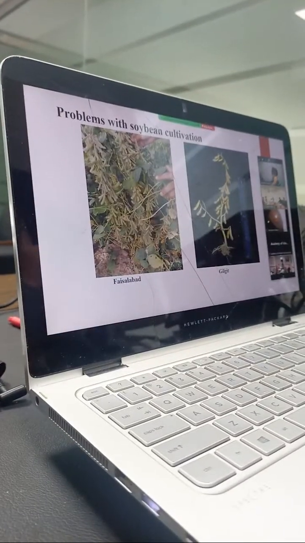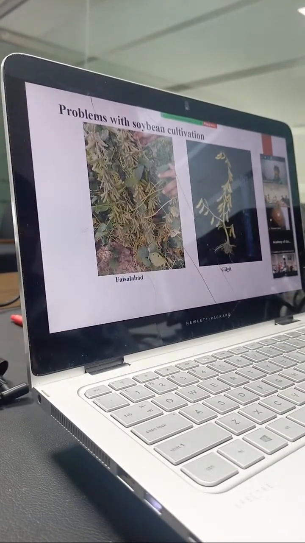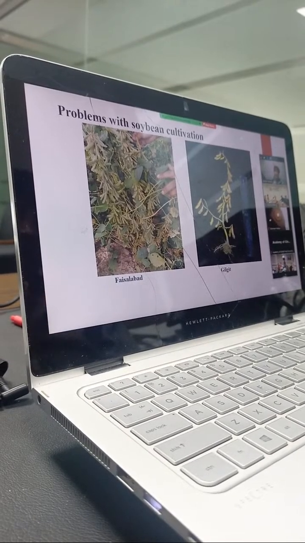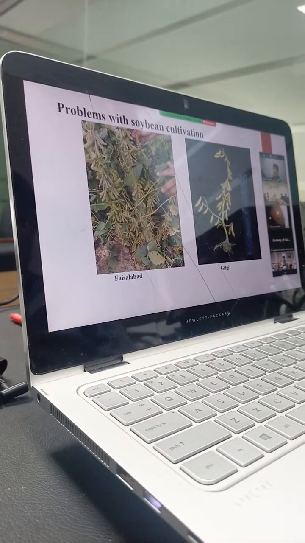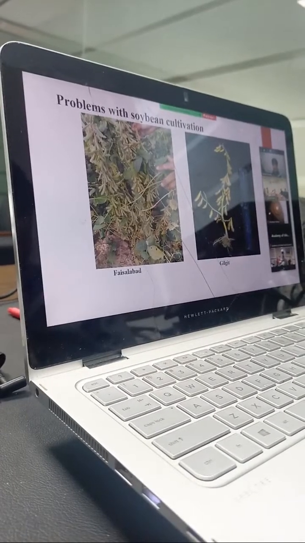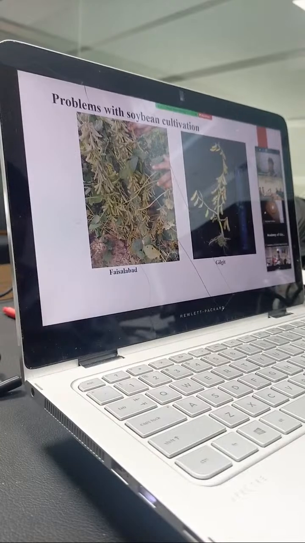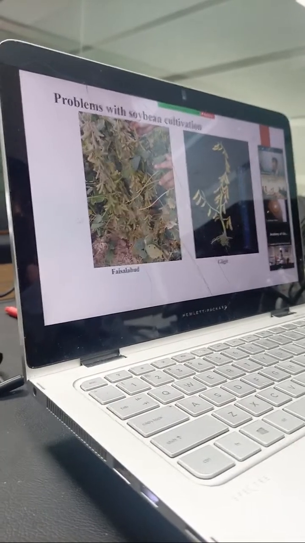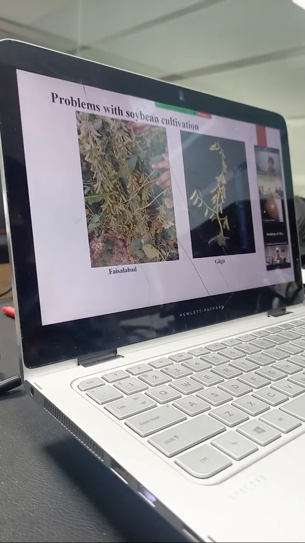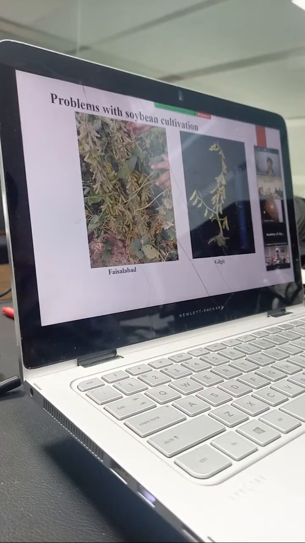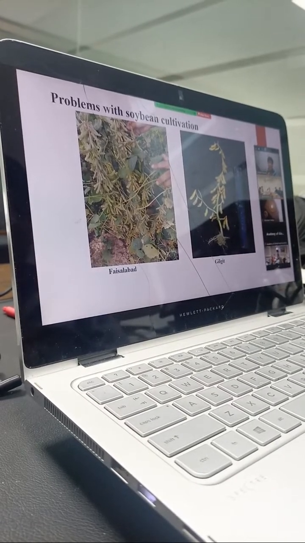Here, this picture is very interesting. This is a genotype which is very good and high yielding. On the left hand side, this is Faisalabad, and this is spring sown soybean. And you can see that the number of pods on this plant ranges between 400 to 500.